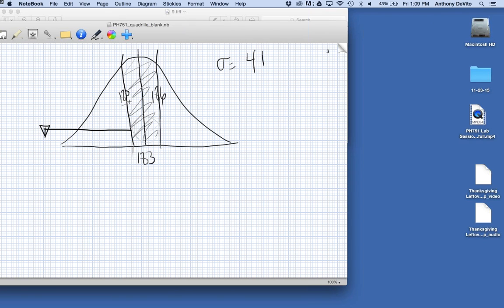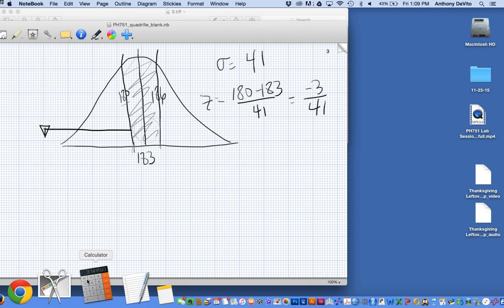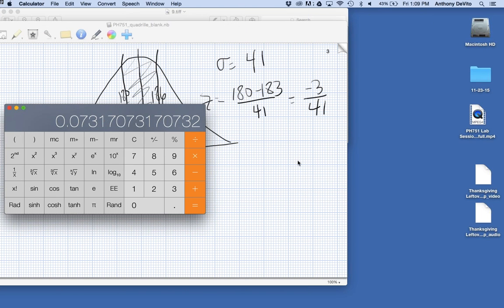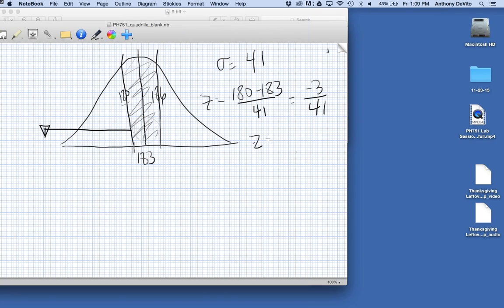So let's figure that out. We know that this is 180. The mean is 183. So the z-score of this point, 180, would be 180 minus 183 over 41. Or in other words, it's going to be equal to minus 3 over 41. So let's figure that out. 3 divided by 41 equals 0.073. Z is equal to minus 0.073.